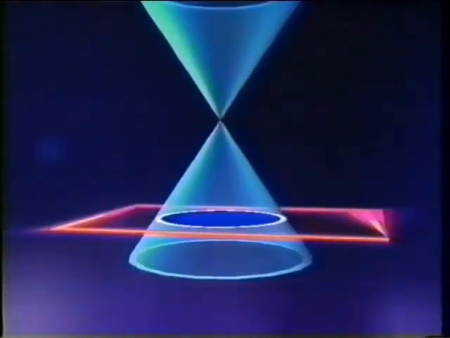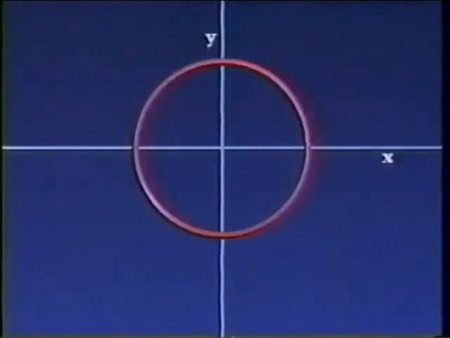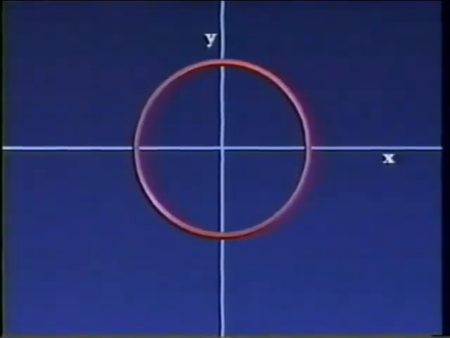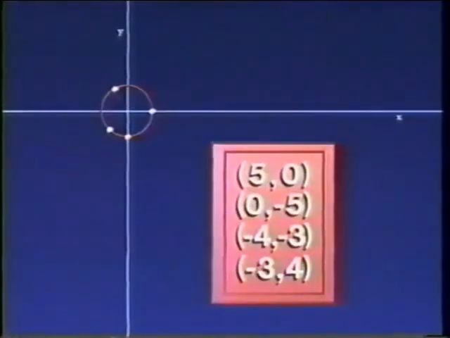We've seen a plane slice through the cone to reveal a circle. Then, as the angle of the cut became steeper, the elongated shape of the ellipse was revealed. The equation for a circle of radius 5, centered at the origin, was x squared plus y squared equals 25. Essentially, the elongated shape of an ellipse results when a circle undergoes a dilation transformation. So let's derive an equation for the ellipse from the equation for the circle.